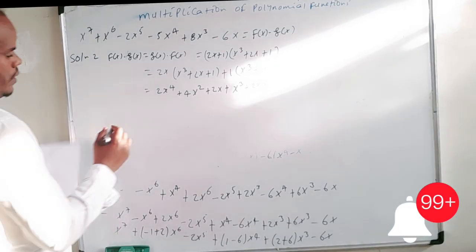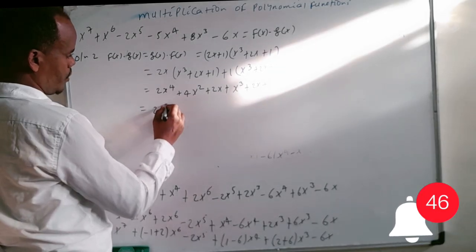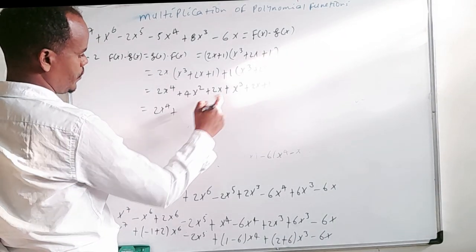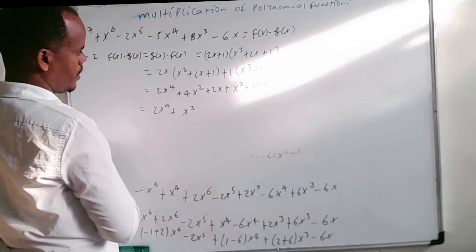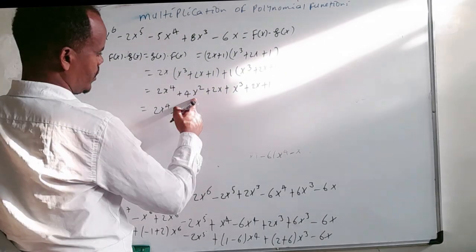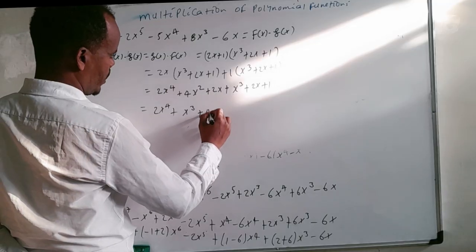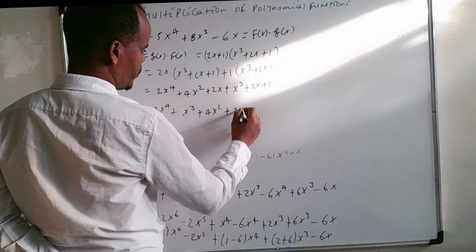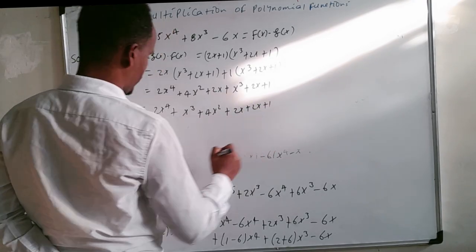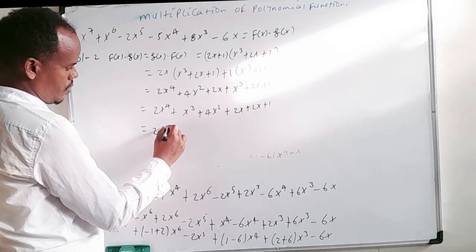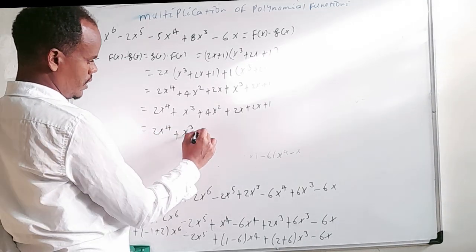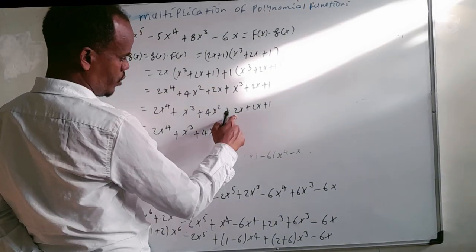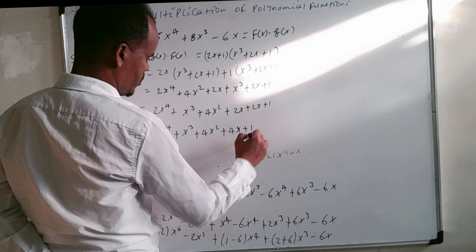Okay, then this means that is 2x to the power of 4 plus x to the power of 3 plus 4x to the power of 2 plus 2x plus 2x plus 1. This means 2x to the power of 4 plus x to the power of 3 plus 4x to the power of 2 plus 4x, that means 2x plus 2x is 4x, plus 1. This is the final result.